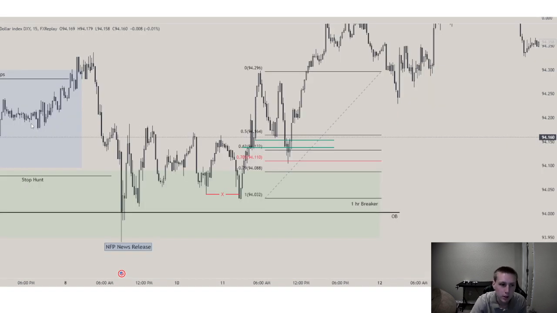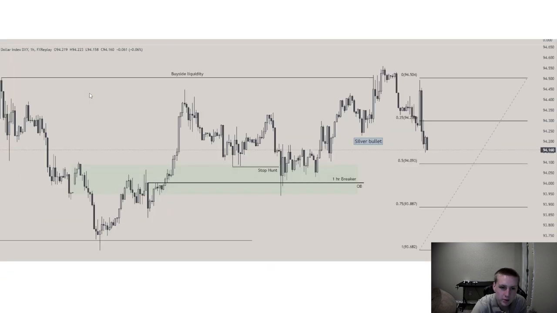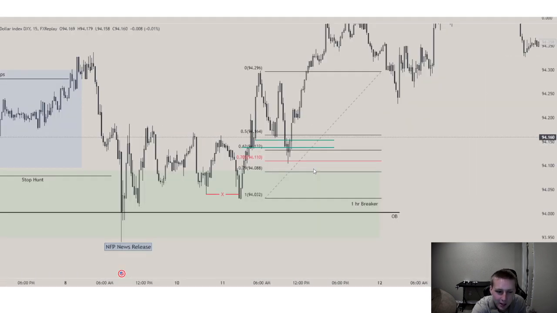So right here, we're going to go over the NFP news release. This is this fractal in price, after we've had that higher time frame stop hunt. That's this area of price right here. Maybe I'll show this a little bit more organized next time, but basically NFP releases in the market. All of this is just manipulation, straight manipulation lower to that area of fair value.